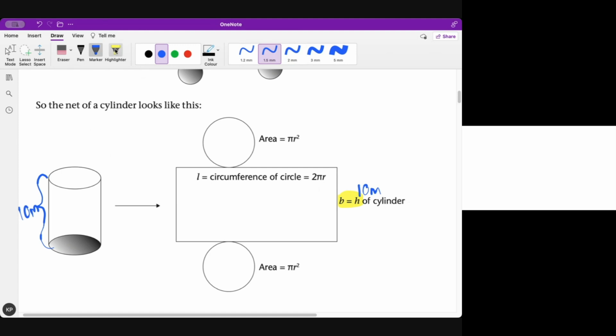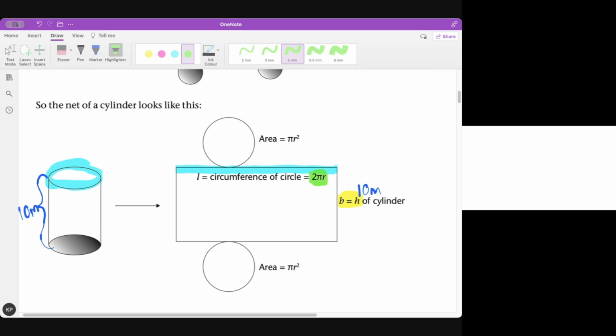Now the length is a little bit more complicated, right? Do you guys agree that this whole side of my rectangle was wrapped around the circle? Do we see that? That side of the rectangle was wrapped around my circle. That means that my length is the same as the perimeter or the circumference or the outside of the circle. That's how we end up using 2 pi r.